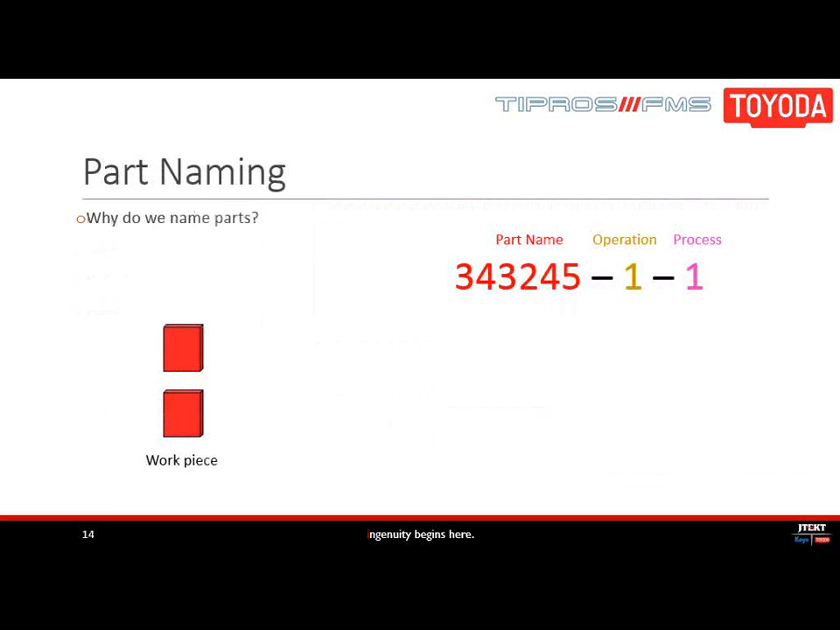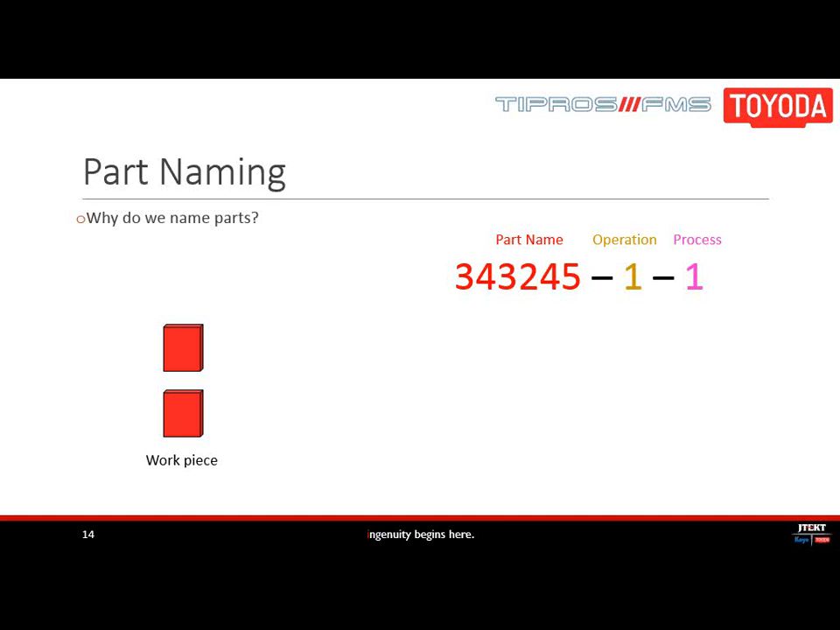So in this graphic here, you'll see an example of our naming convention for the program being run. The part can have a name containing up to 46 characters. In red, we have the part name that could come off of a print. Operation number is indicated in yellow, and the process number is there in pink. Dashes will separate the part number, operation, and process.